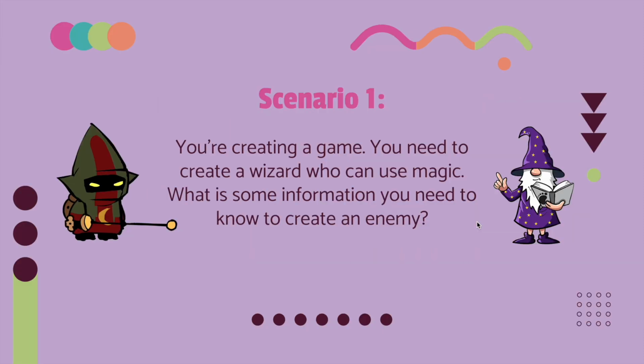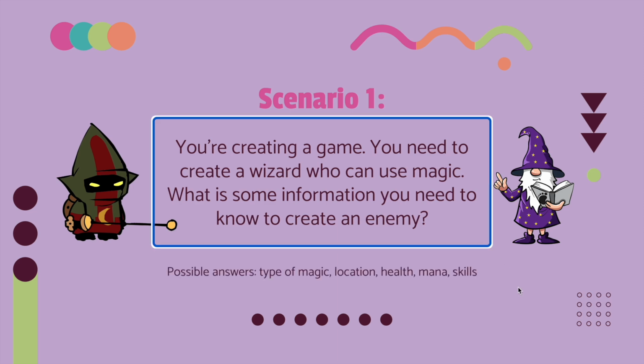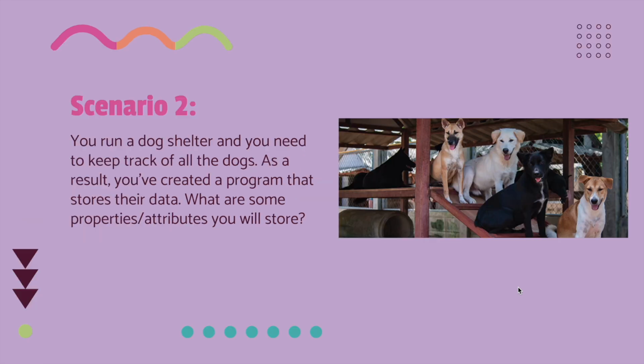So scenario 1, you're creating a game and you need to create a wizard who can use magic. What is some information you might need to know to create an enemy? Try to think of this and then go ahead and feel free to resume the video once you're done thinking of it. So some things that you might want to know are type of magic, location, health, mana, and skills.